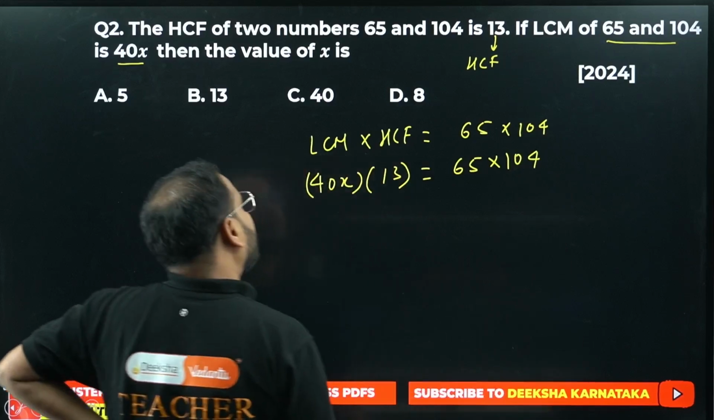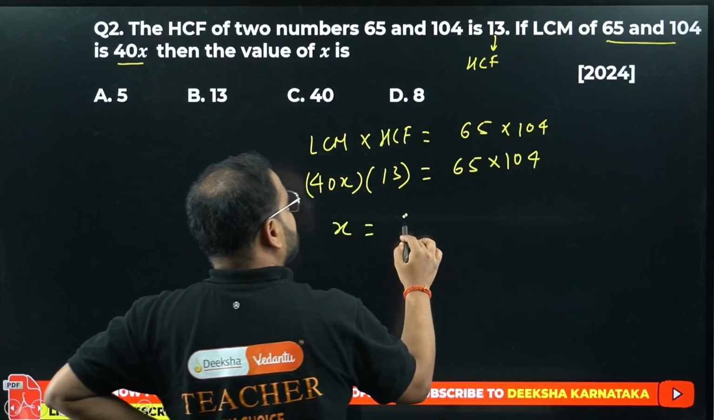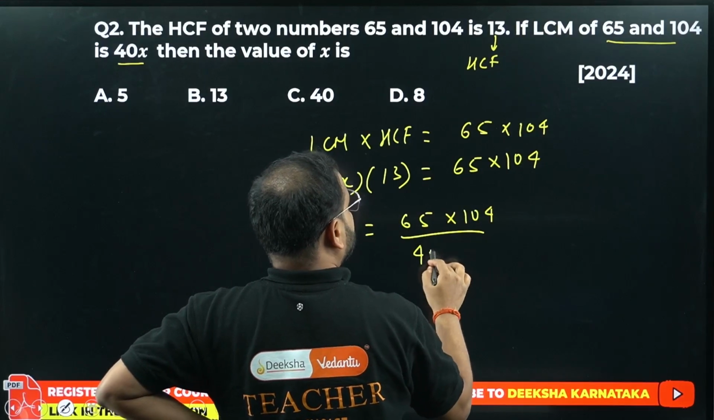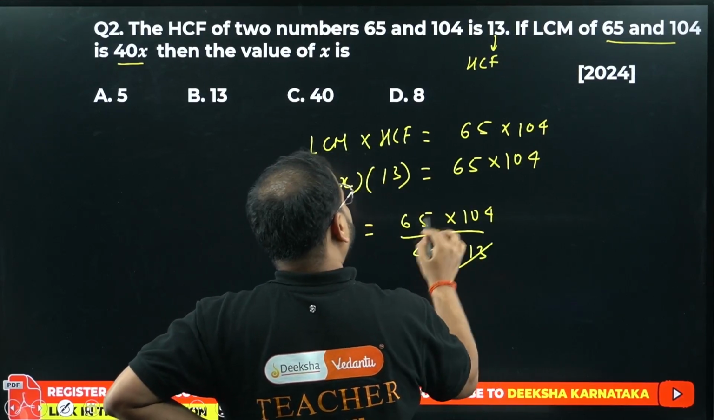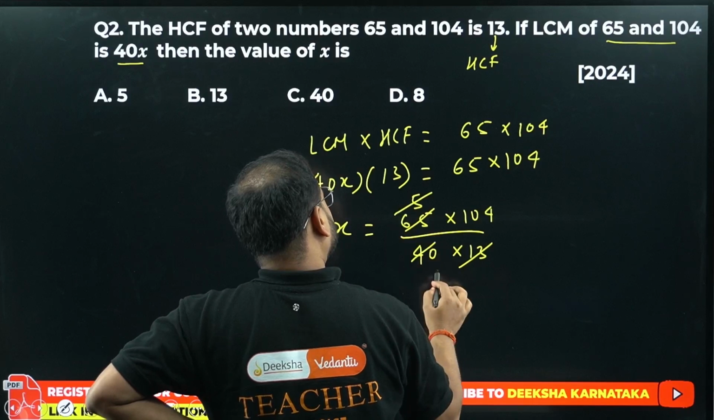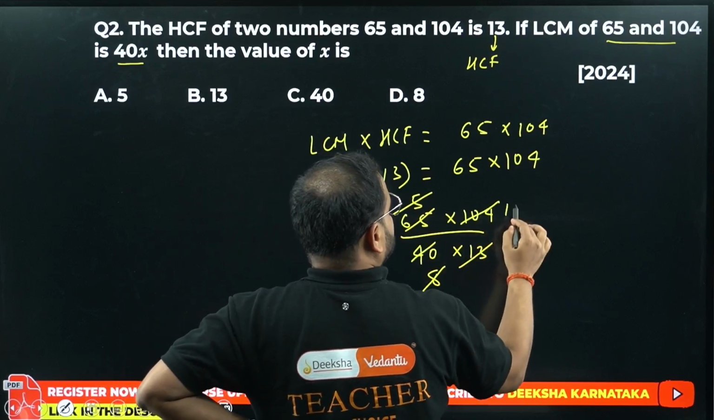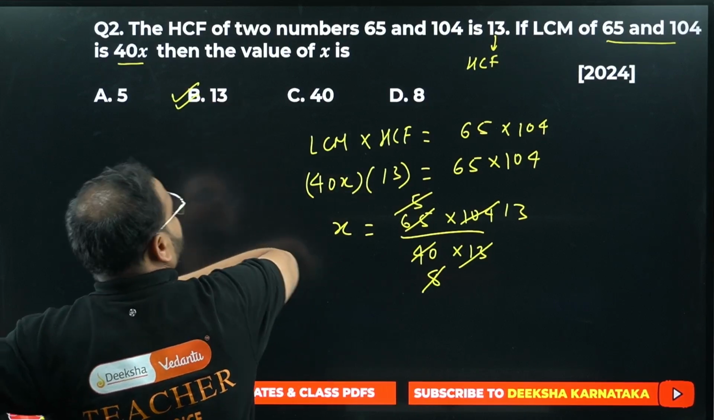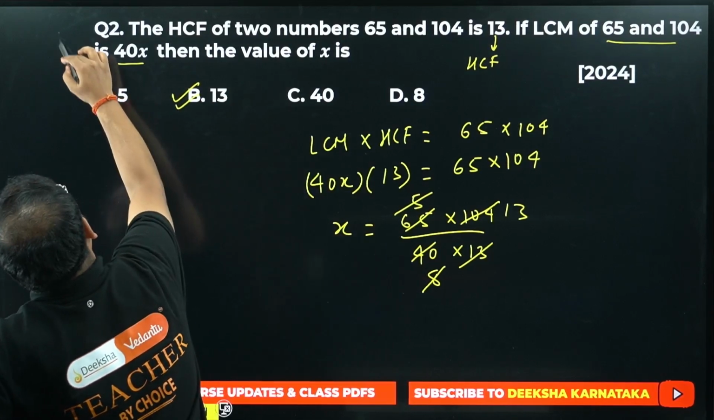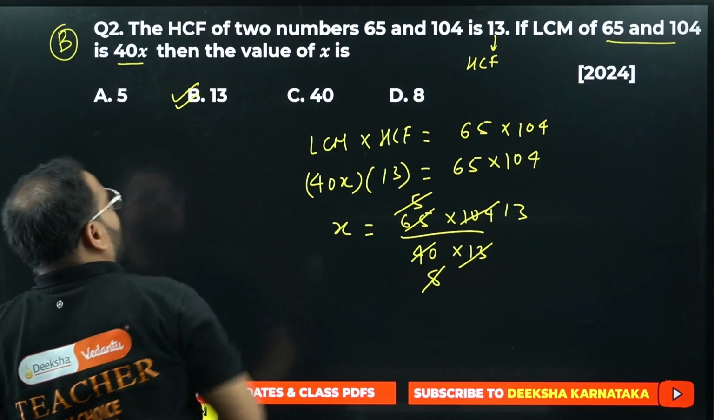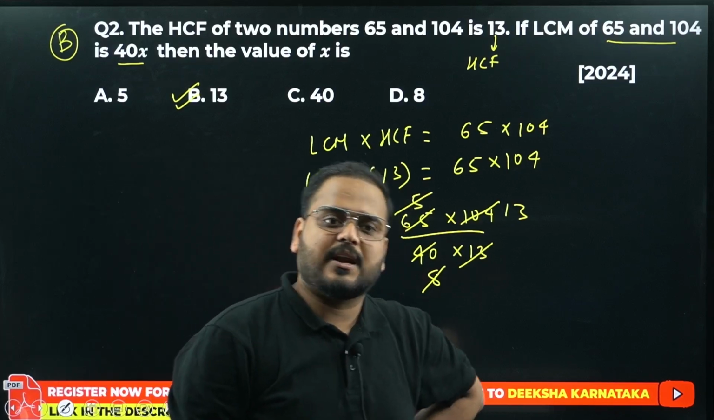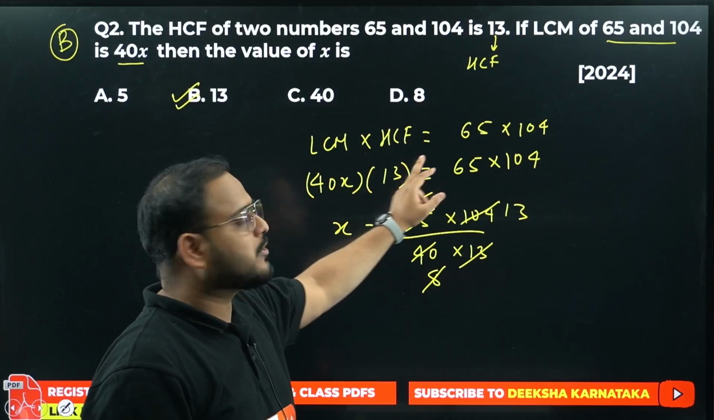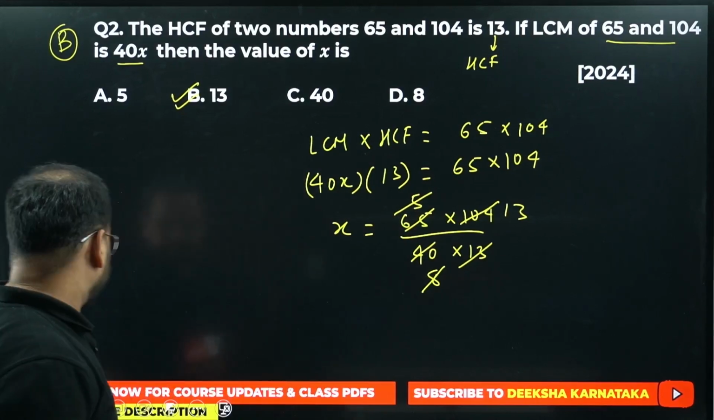You cannot? Okay. So if you want me to, I can do the steps as well. 104 by 40 times 13. 13 5s are, 5 8s are, and 8 13s are. Am I right? Yes. Option number B is my correct answer. Have a look. Option number B is the correct answer. I hope this is visible. What's the formula? LCM times HCF equals the product of the given two numbers.